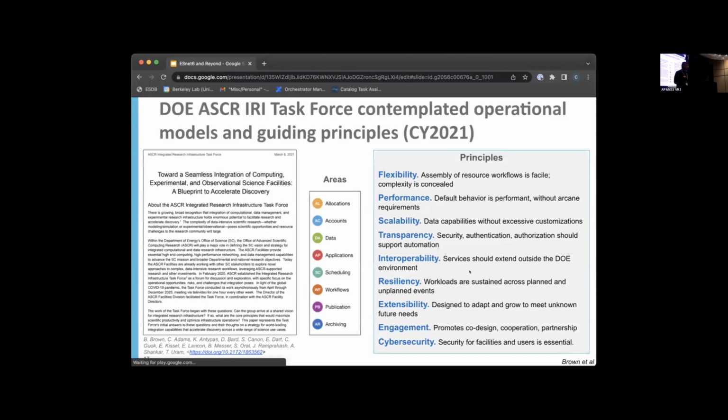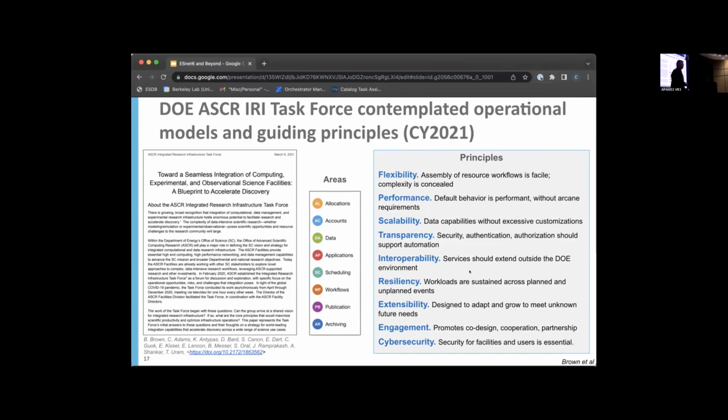One of the largest drivers is this notion of the DOE ASCR IRI. If you're not familiar with DOE ASCR, that's the program office that manages the ESnet network. IRI stands for Integrated Research Infrastructure. One of the things that we find, especially when we talk to our end users and our scientists, is that we ask them about what they're doing.